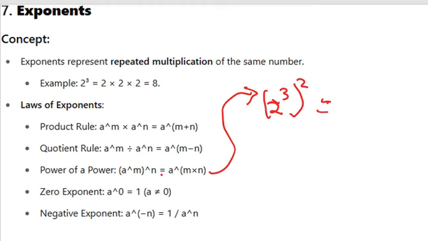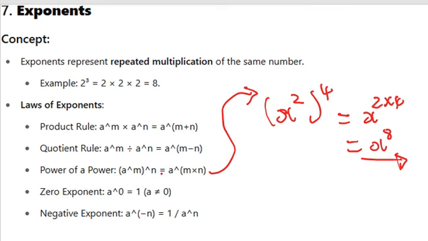Hope this is clear. Let's say you have x squared to the power of 4. This would be 2 times 4, which is x to the power of 8. Simple. So that's what you do. Power of power, you just multiply the exponents.